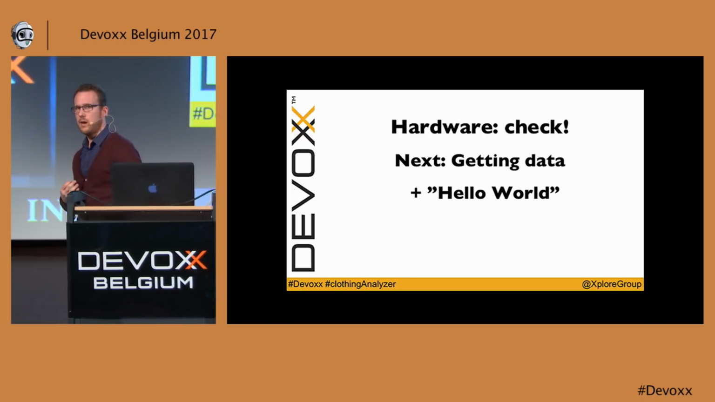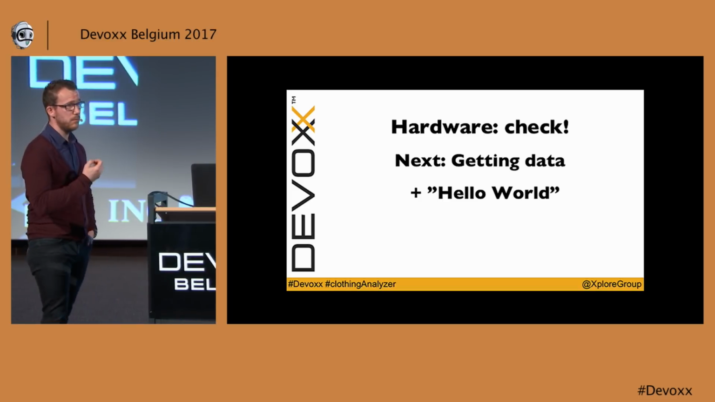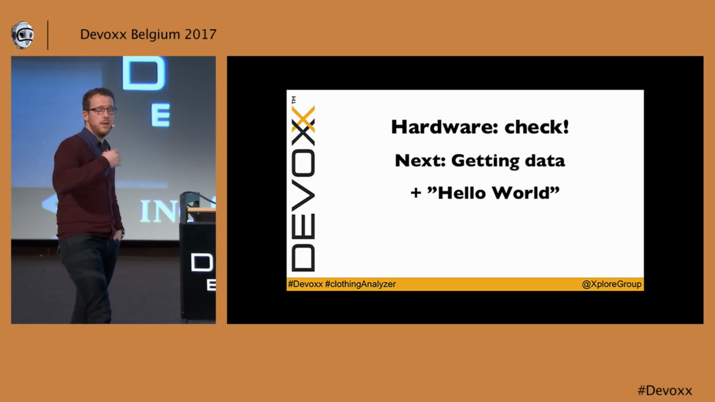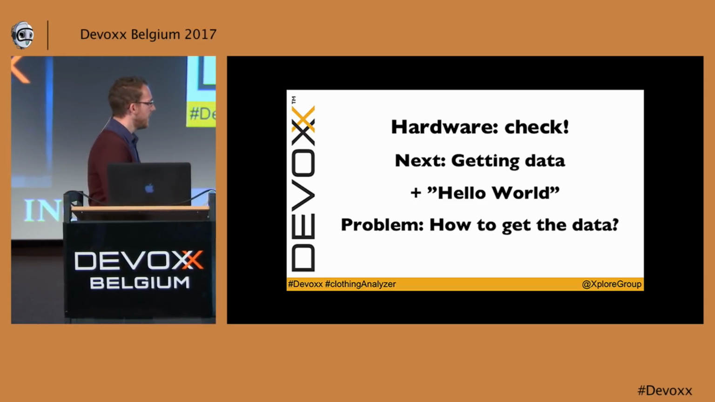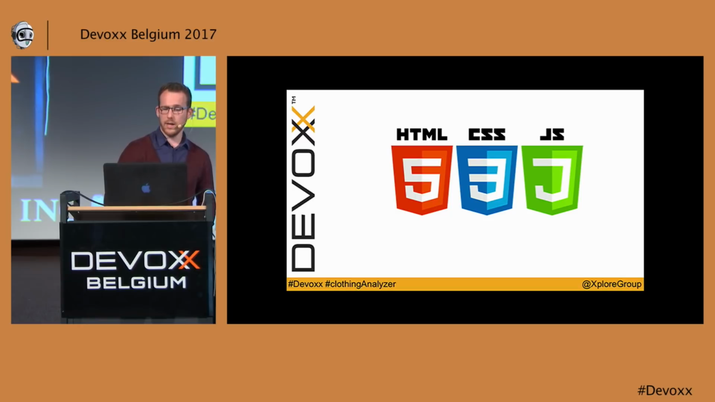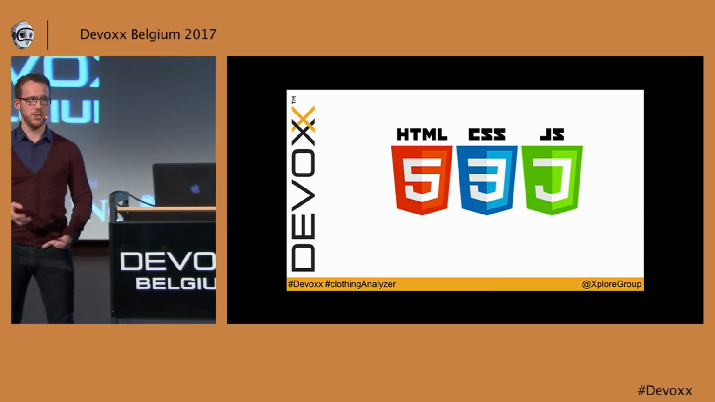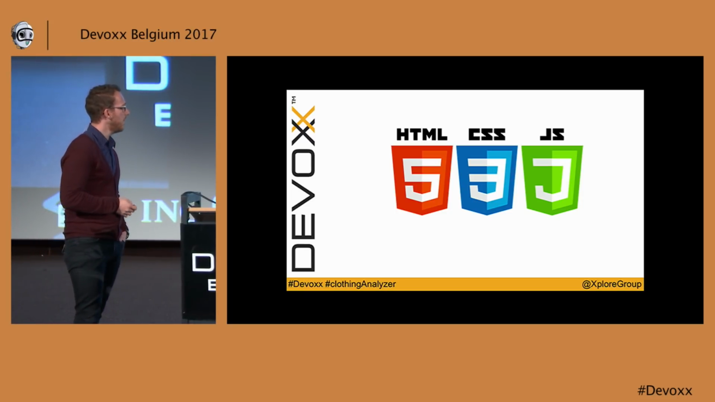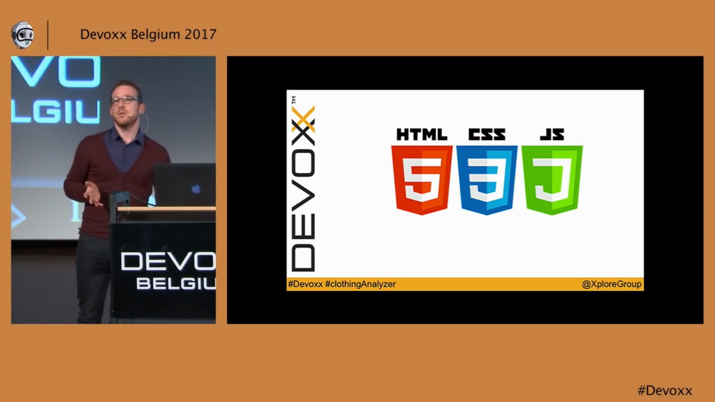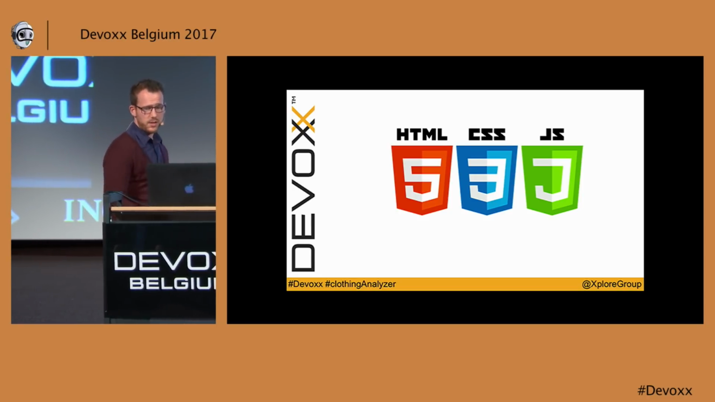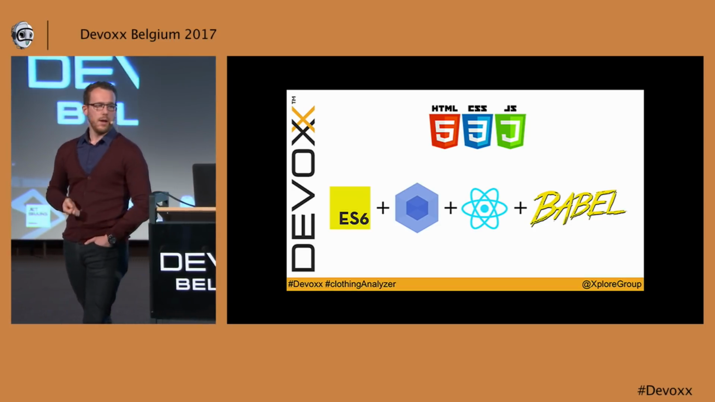What was the next step? How do I get the data from that little box to the desktop and into my application? The only programming languages that I know are HTML, CSS, and JavaScript. I don't know C#, I don't know .NET, I don't know Java or Python or anything else. It had to be JavaScript. So front-end wise, this was a no-brainer for me. I use this day in, day out.